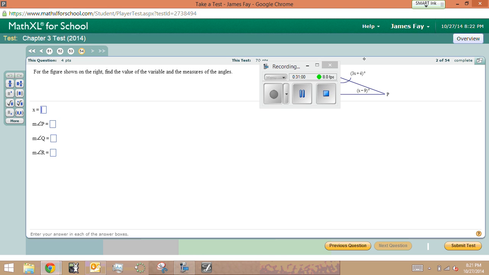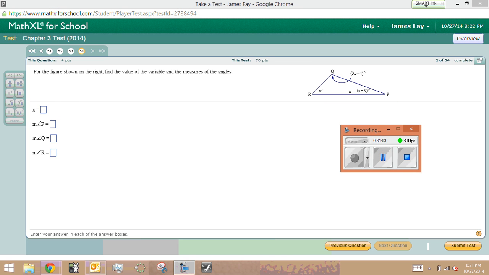And the final question asks us, for the figure on the right, to find the values and the measures of the angles. So there, triangle angle sum theorem again. So we're going 3x plus 4 plus x minus 9. Those should all add to 180. I'm now going to get 3x plus x, that's 5x. 4 minus 9 is negative 5, equals 180. I'll add 5 to both sides. I get 5x equals 185. So that's going to be 37. Okay, so x is 37.